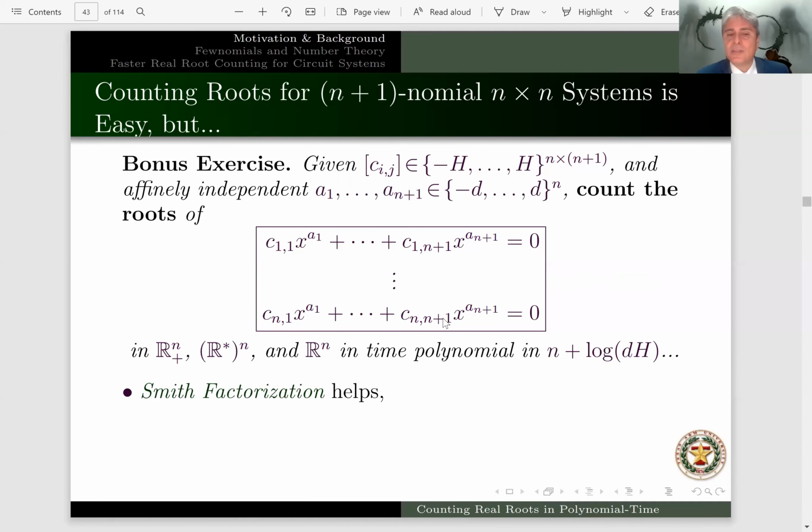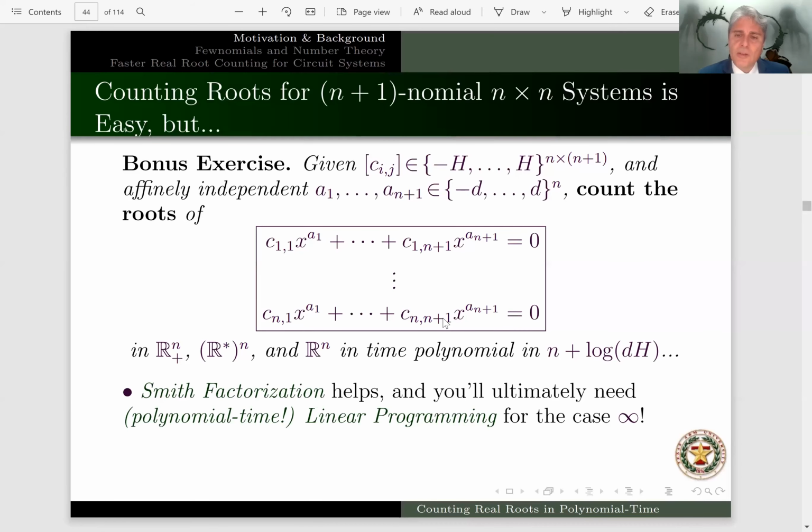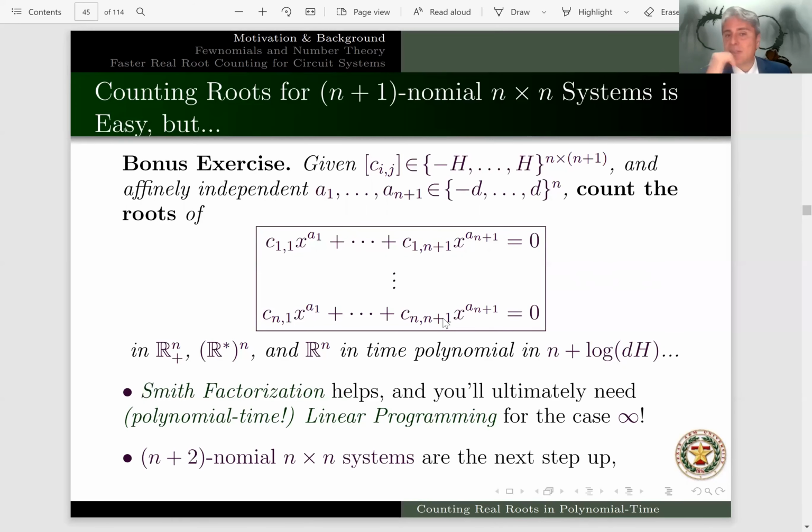For this exercise, it's helpful to use Smith factorization. This is a relatively classical factorization for integer matrices. And it turns out you also need linear programming, or at least an algorithm for linear programming that works in polynomial time. This is especially important for the case of infinitely many roots. For those experts in the audience, you might say, oh, this is a trivial problem. Yeah, it's pretty easy. But the case where you have infinitely many roots is a little bit tricky. So you actually need linear programming to completely solve this. That's kind of an interesting way to introduce linear programming to your students. All right, so that is a setting where we can completely solve the problem.